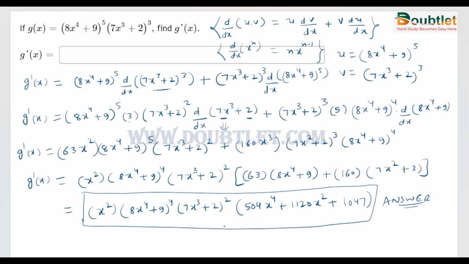So now which rules have we used here? We have used product rule, we have used power rule, and we have used chain rule. So three rules of differentiation we have used here. So this is basically a good example to learn differentiation.